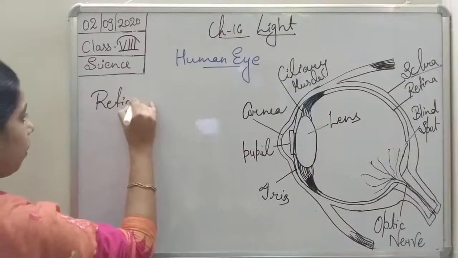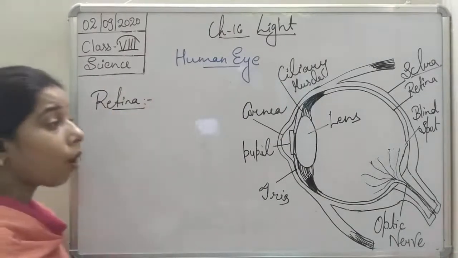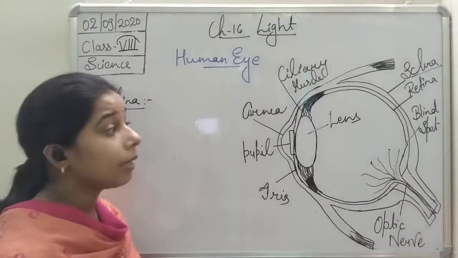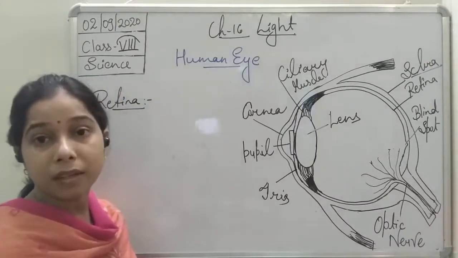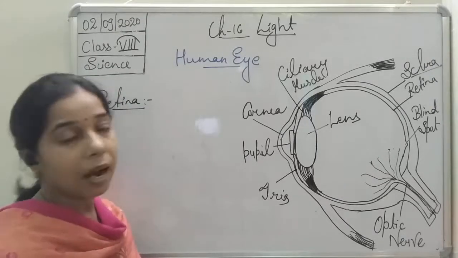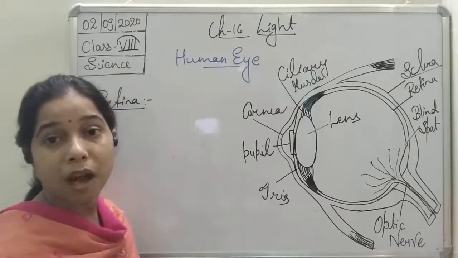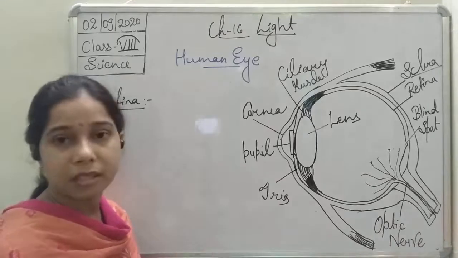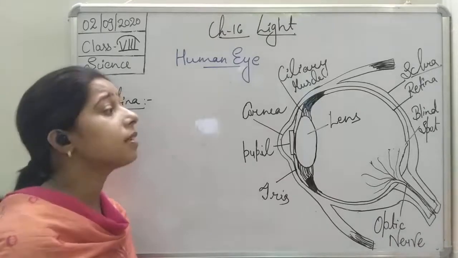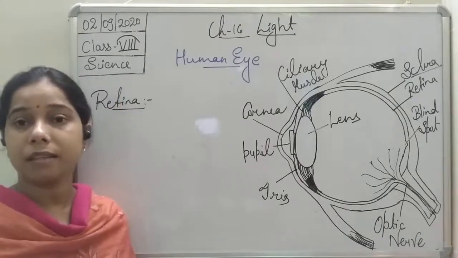Retina. What is a retina, student? It is a muscular screen which is present behind the lens of the eyeball, that is the retina. Okay, so you can see the screen of the eye is the retina.